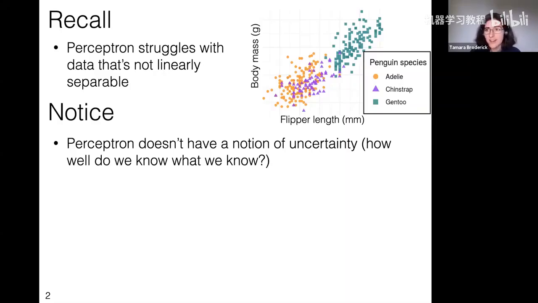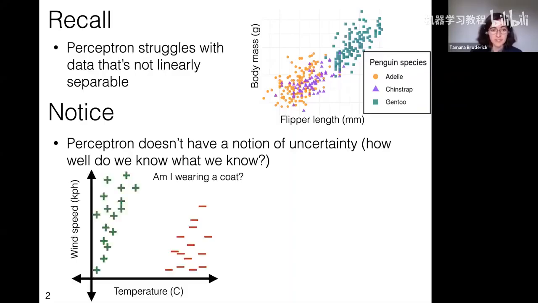Now let's notice another issue with perceptron that may or may not have come up in your discussions already, which is that it doesn't have a notion of uncertainty, like not just what's our best guess right now, but how good is that guess, or what do we actually know in this problem? And that can be a real issue. And this is actually pretty related to the linear separability.